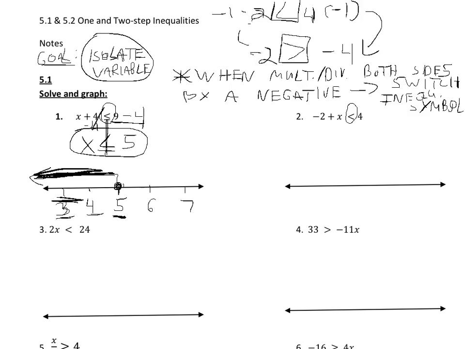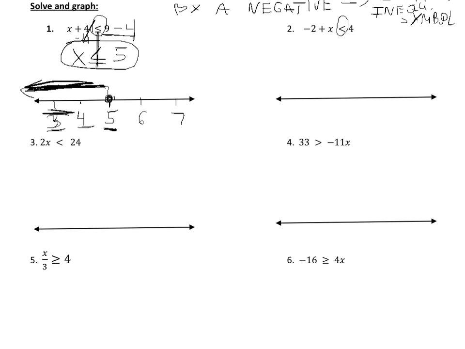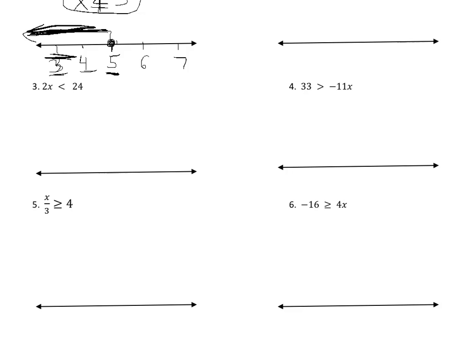All right. Let's move to number 4. Okay, number 4, again, it's just a one-step inequality. Now I look at the right side. It's negative 11 times x, so I divide both sides by negative 11.